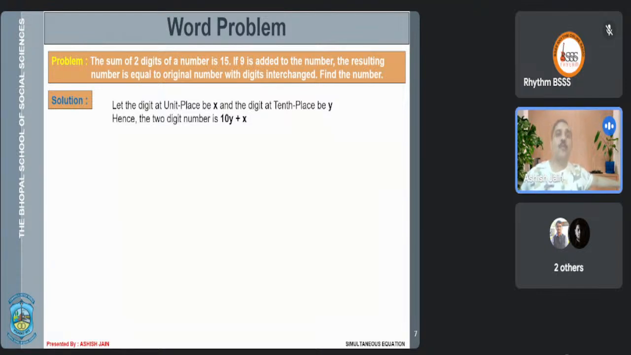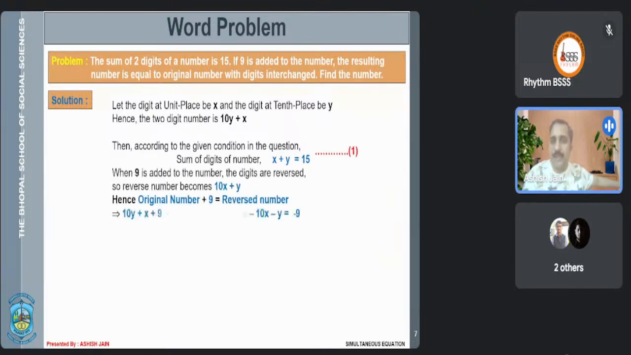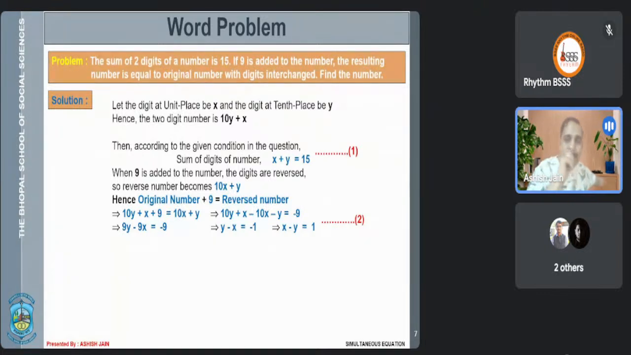अब हम देखते हैं कि हमको क्वेश्चन में कैसे हम इक्वेशन बनाएंगे. The sum of two digits of a number is 15. So according to the given question, if I add the both digits, that means x plus y, my answer is 15. Take second. If 9 is added to the number, what was my number? My original number was 10y plus x.